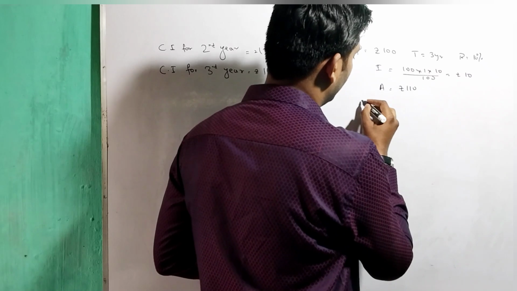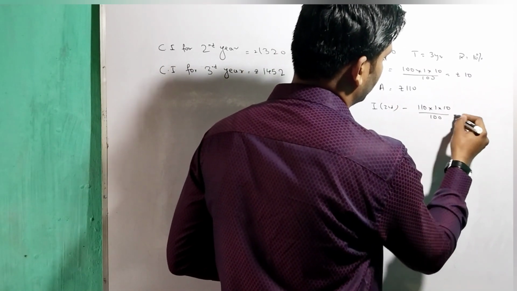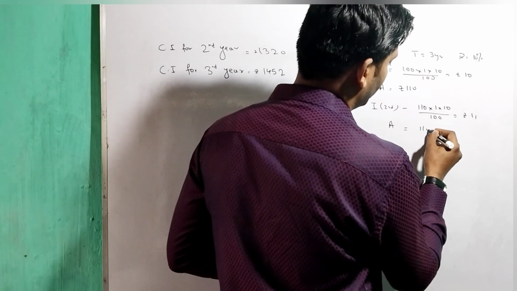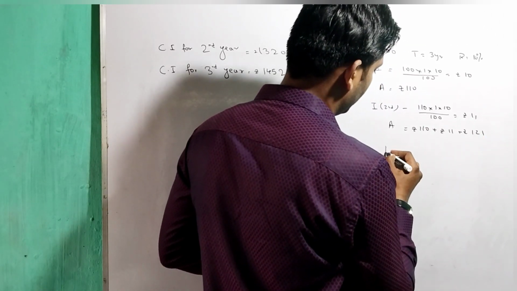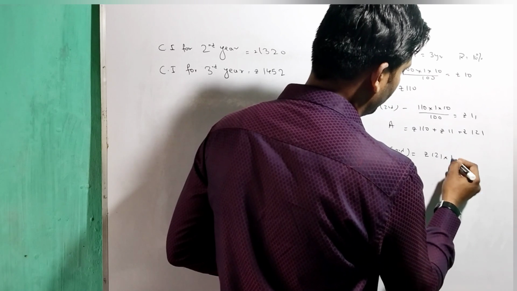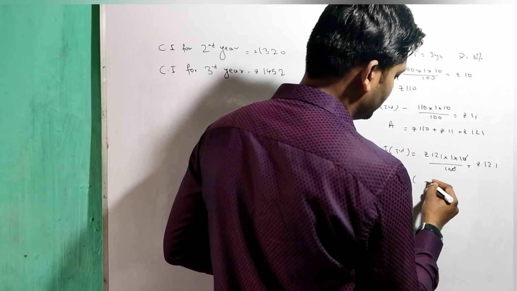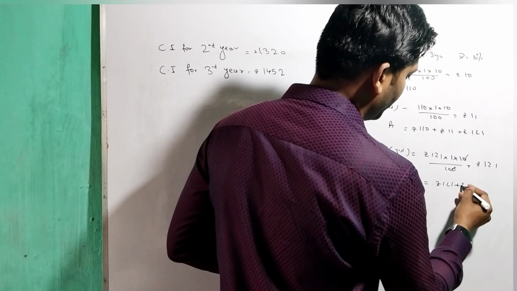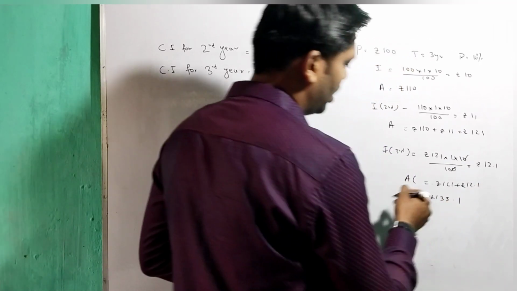You know this one. Okay, next again interest will be for second year, equal to how much? 110 into 1 into 10 by 100. So interest will be 11. So amount will be 110 plus rupees 11. So it will be how much? 121 rupees. Okay, next again interest for third year is equal to rupees 121 into 1 into 10 by 100. Okay, so it is rupees 12.1. So amount for third year is equal to rupees 121 plus rupees 12.1. So it will be how much? 133.1. So this is the amount.